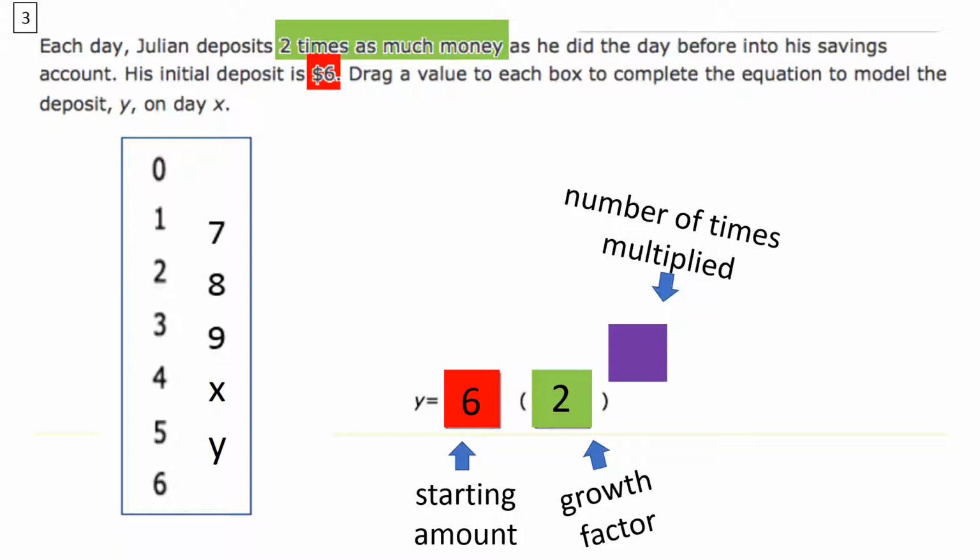And speaking of days, that's how many times we're multiplying. If we're on the 5th day, we're going to multiply it 5 times. So it's on day X. Well, that must mean that X is our exponent there.